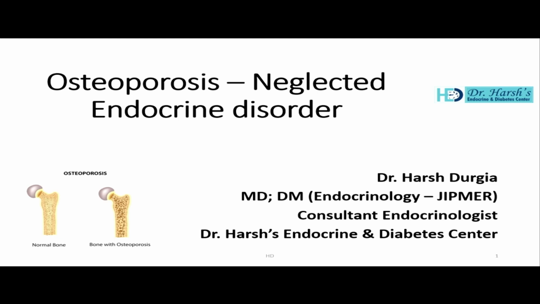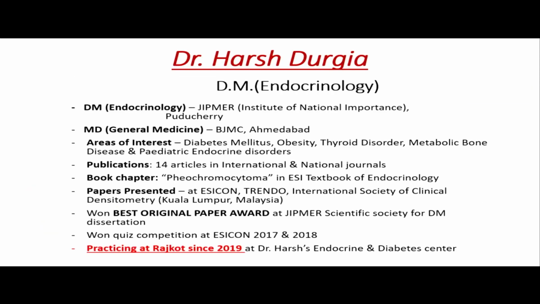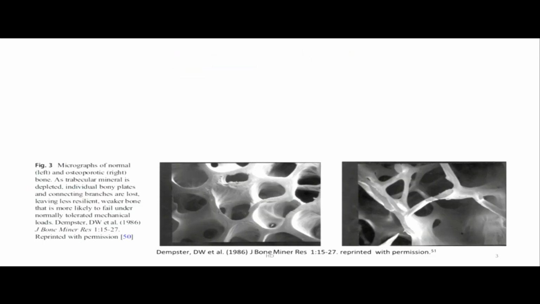Good afternoon, everyone. So, after many talks, now we will move on to osteoporosis. It's a bit of a theoretical topic, but it has immense practical implications. This is the comparison between a normal bone and an osteoporotic bone. This is the microarchitecture of normal bone on the left side, and on your right side is an osteoporotic bone, which has its trabecular mineral depleted, bony plates and connecting branches are lost, and you can see that it is a weaker bone.